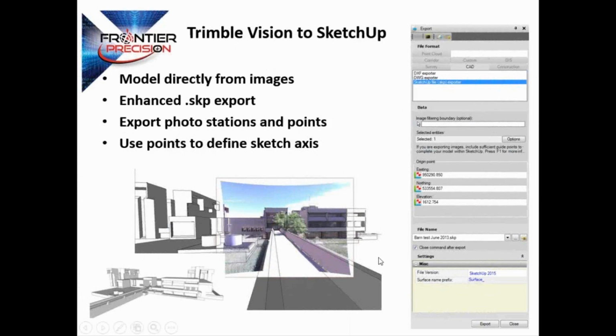So with the Trimble Vision to SketchUp, we can now go in and directly model on our images inside of TBC, as well as enhanced Google SketchUp export. We can now take our photo stations and our points and export those out into Google SketchUp. We can also use the points to define the axis on our sketches.